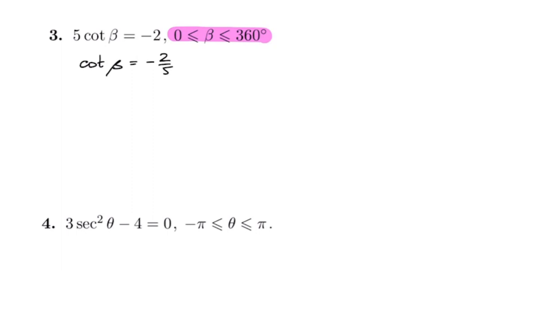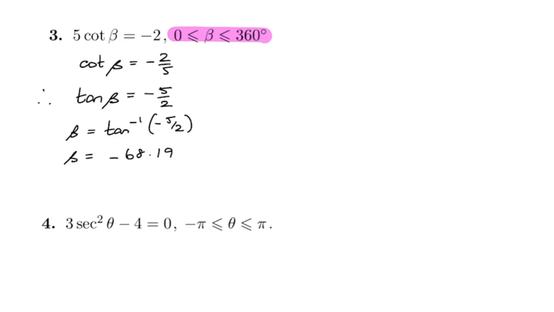Remember, cot is 1 over tan, so I'm going to go straight for it this time. Therefore, tan beta must be -5 over 2. You can jump straight to that. So beta is tan to the -1 of -5 over 2. Again, beta equals minus 68.199, which is not one of the solutions I want, but it's the solution I need to put on my CAST diagram.